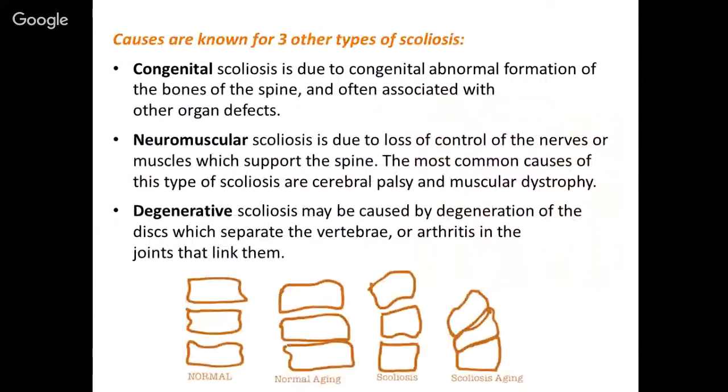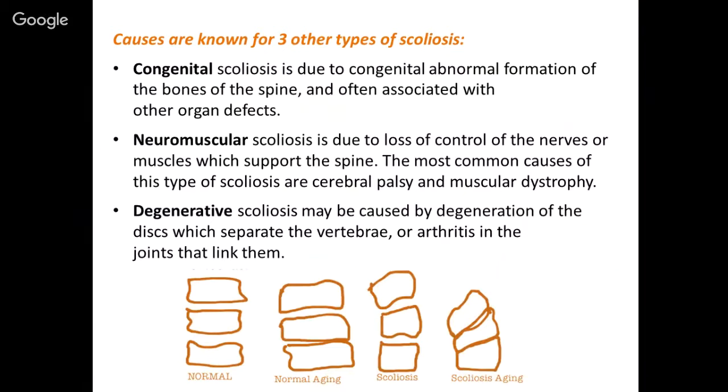And then the causes are known for 3 other types that are not idiopathic. So we've got congenital, neuromuscular, and degenerative. So congenital is some kind of abnormal formation of the spine and is often associated with other organ defects. Neuromuscular, so the nerves are not firing towards the muscles that support the spine. And then degenerative is typically with age, and that's affecting the discs and the actual bones themselves.